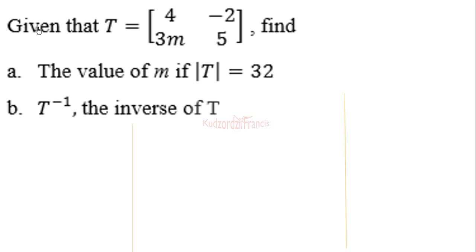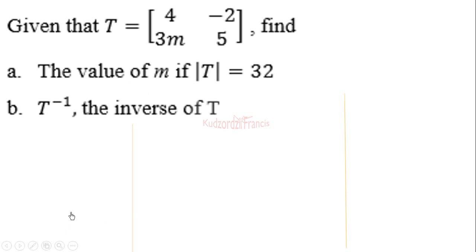The WASSCE examination for this year will be here very soon. So we are solving some WASSCE likely exam questions to prepare ourselves and revise for the WASSCE exams.